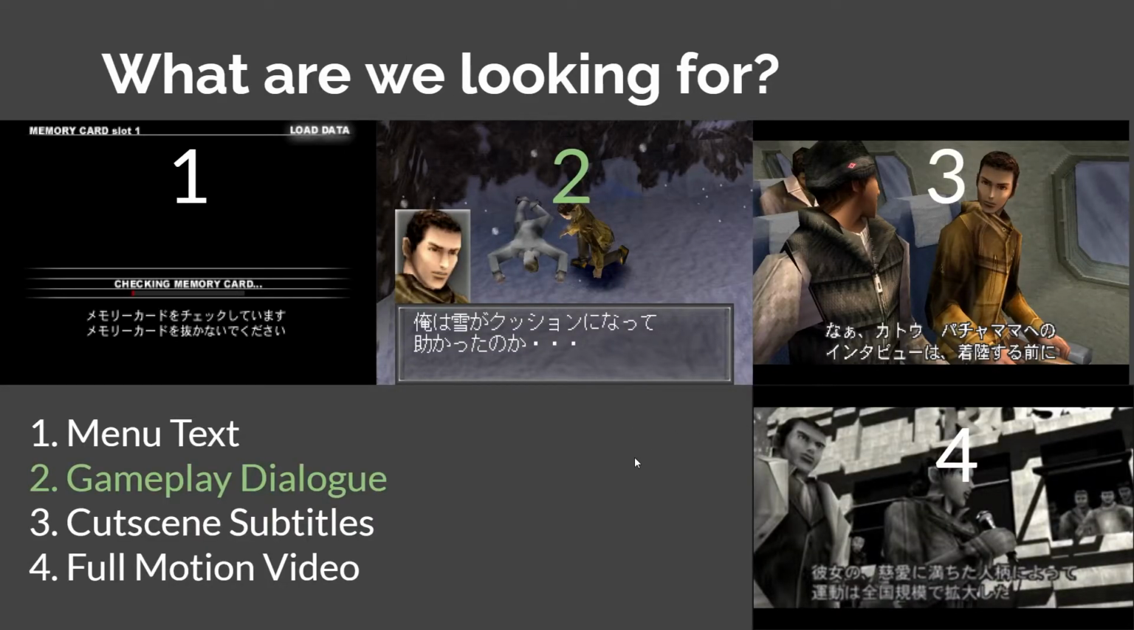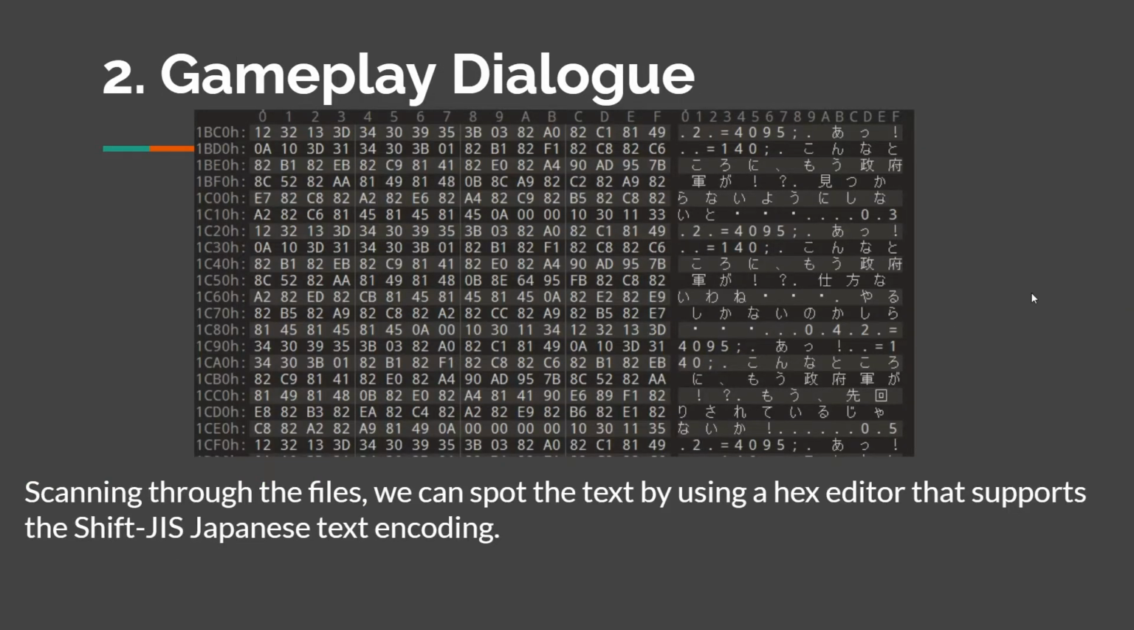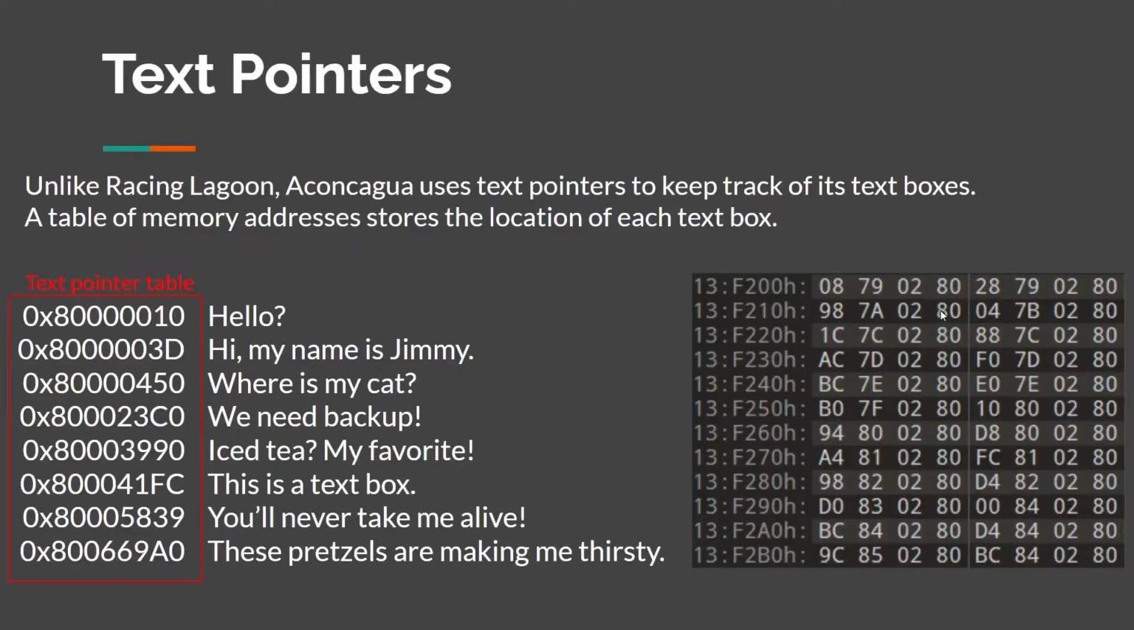Number 2, we have gameplay dialogue. If we scan through the files that we've decompressed, we can spot the text just by scrolling through it in a hex editor, because it turned out that the text in this game was using a very standard format. It was using Shift-JIS. You can see the text here as it appears. Editing it turned out to be not too much of a problem because of this.